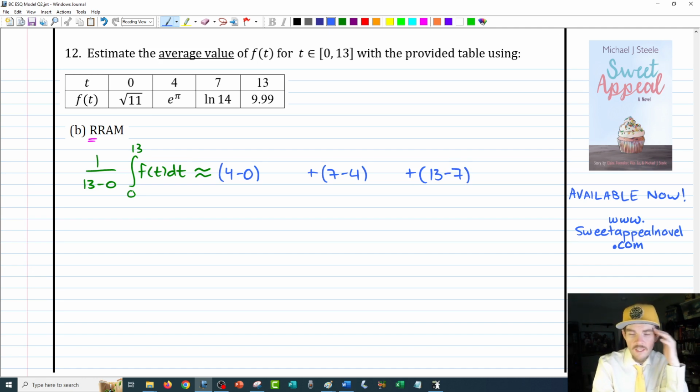So just know that that's my theory. I guess if you don't know how to do RRAM, and you don't know what to do, go watch the LRAM video and then adjust it so you use the right endpoint. I think that's a fair ask.